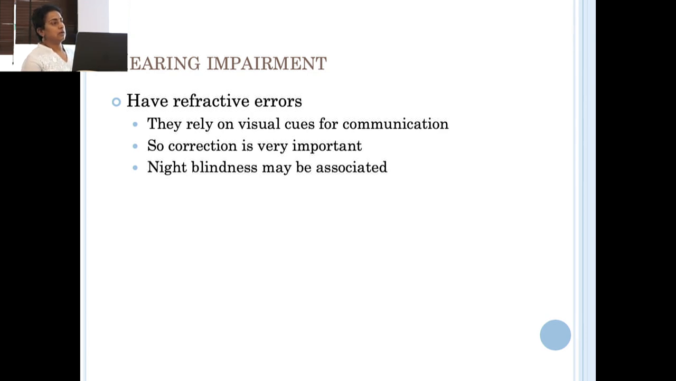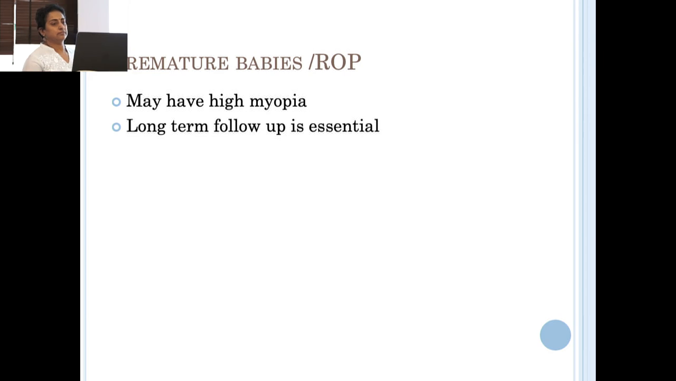Hearing impairment: when a child has a hearing impairment, they always depend upon visual cues for communication. So refractive error has to be appropriately corrected so that they can perform well. And some cases may be associated with night blindness, so that also has to be addressed. In premature babies, you should expect high myopia, and the need for long-term regular follow-up has to be emphasized.